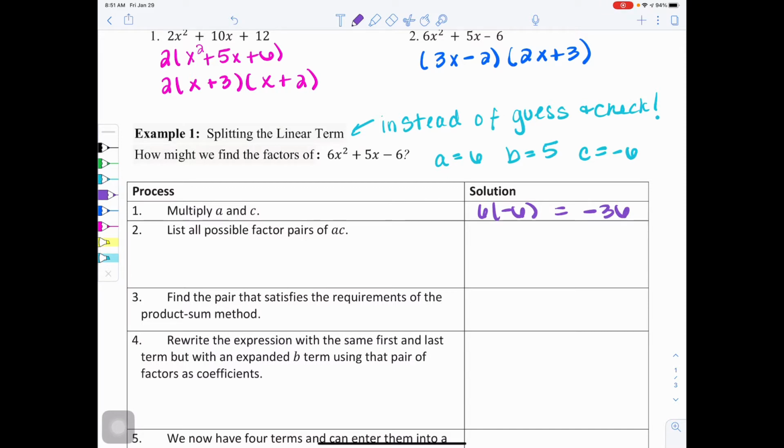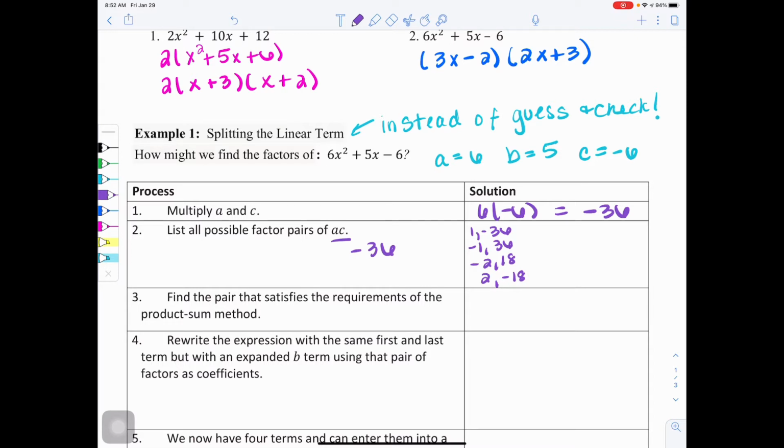Step 2 wants us to list all possible factor pairs of ac. So normally we would just list the factor pairs of c alone. With this process, you have to multiply a and c first, and now that's the number we're listing the factor pairs of. So our ac value is negative 36. So we would have 1 and negative 36, negative 1 and positive 36. We would have negative 2 and 18, 2 and negative 18. I typically work my way up from 1 and up, and then once I get my first repeat, I know I'm all set. And I do them in pairs.